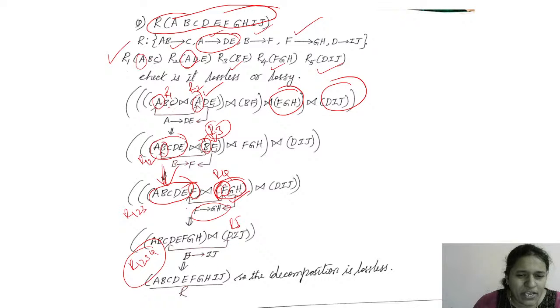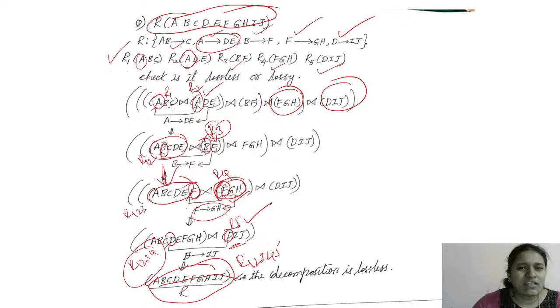What is the common attribute here? Here D is the common attribute. Now D is the key of R5. D can determine IJ, right? DIJ is there here. Now we can combine R1234 and R5. It will become R12345. Now we got the original relation A, B, C, D, E, F, G, H, I, J, and all the original functional dependencies also we got. That's why the decomposition is lossless. I hope you understand this. Please observe once and you will get it.